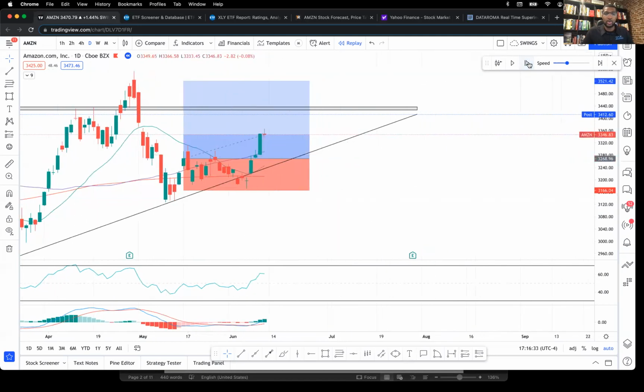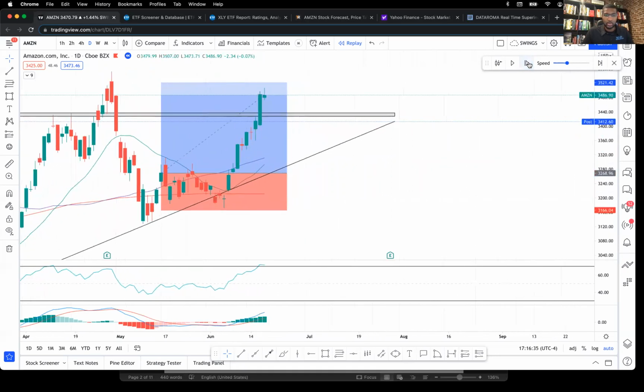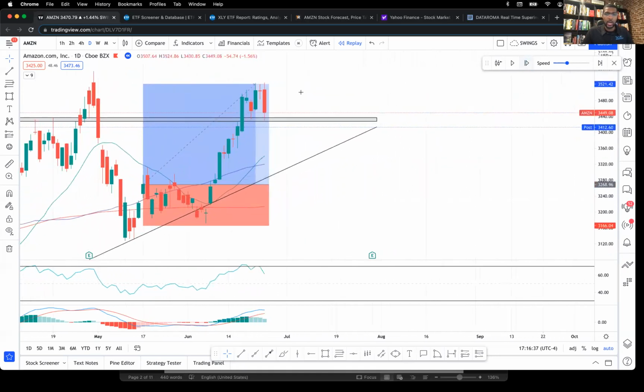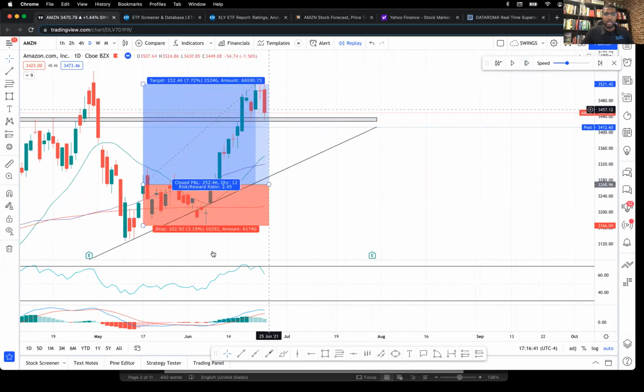All right, and then we're going from there. All right, broke out of the pattern, hit almost up to the previous high. All right, I'm in overbought territory. Boom, I exited the position. I got my 7.72% gain, and I'm out of there. All right.